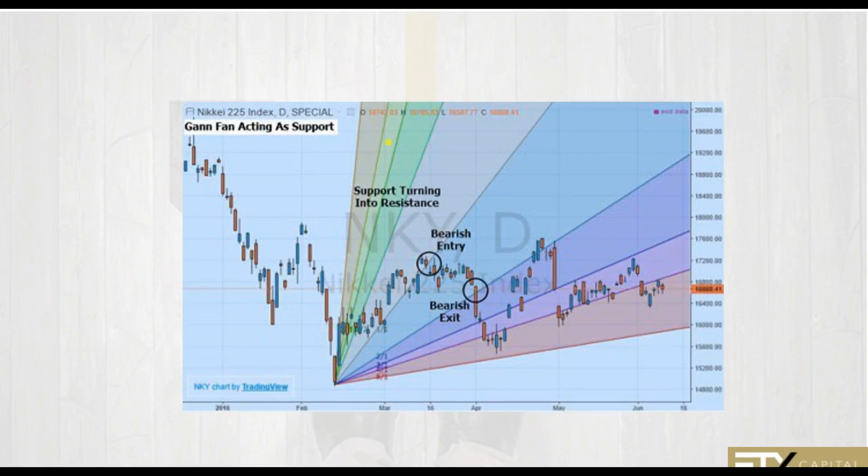But Gann Fans combined with candlesticks turn into a great trading system, because then you have your candlesticks telling you what's happening in the market and giving you the indications, and we have the Gann Fans working as our entry and exit points.